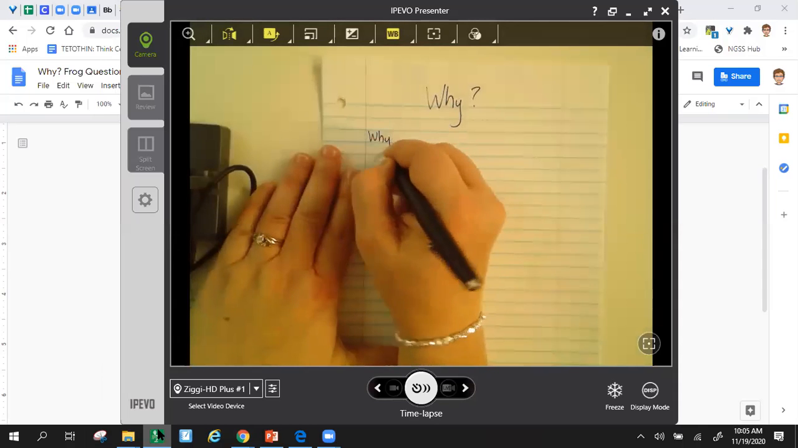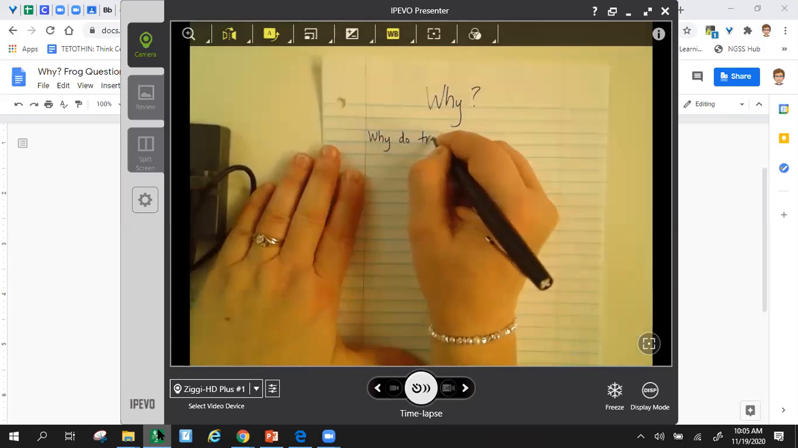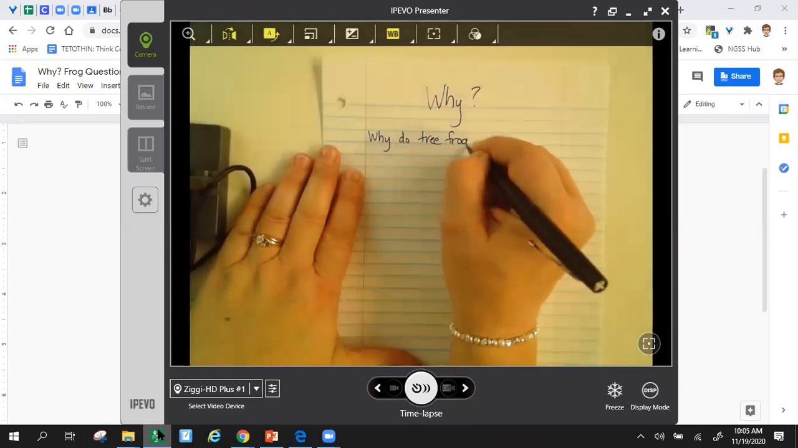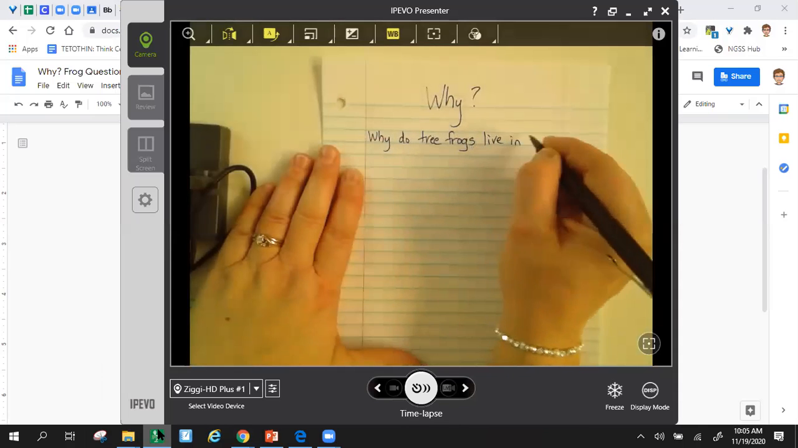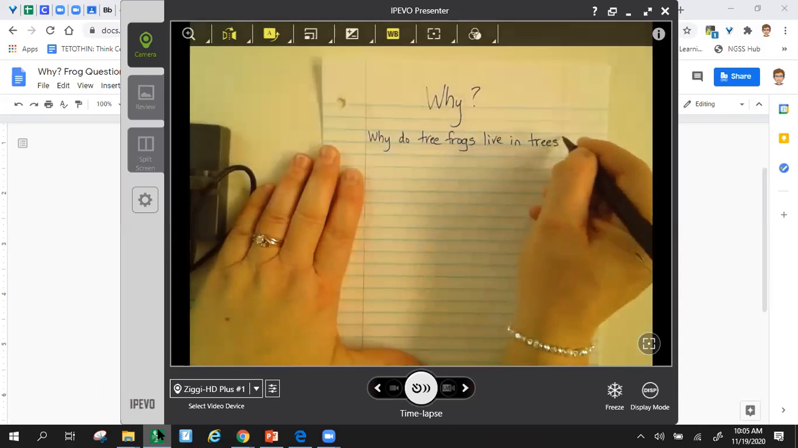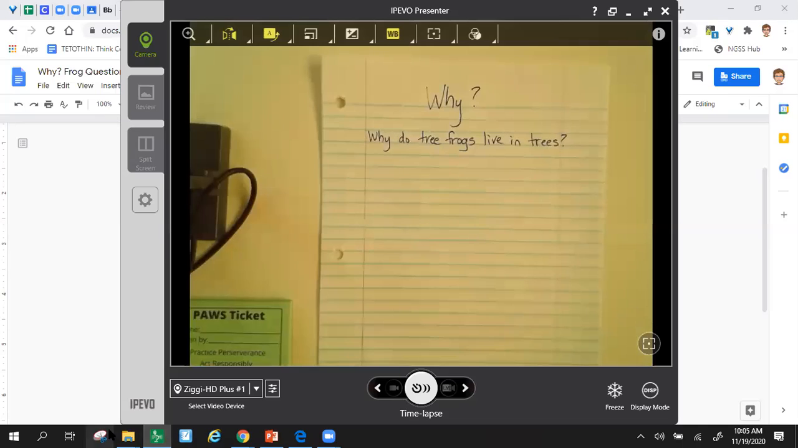Okay. Why do tree frogs live in trees? That could be a fun story, huh? That could definitely be good. My friends at home, I'm gonna see if anybody here has an idea.